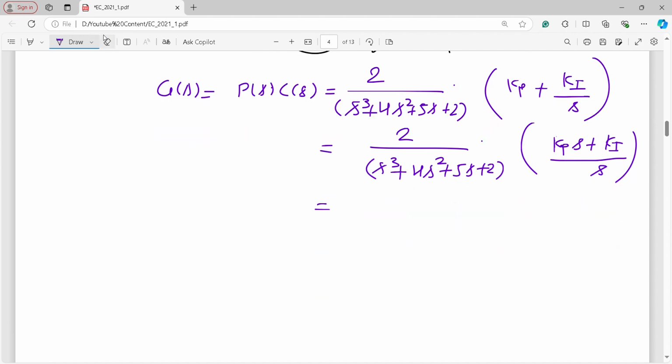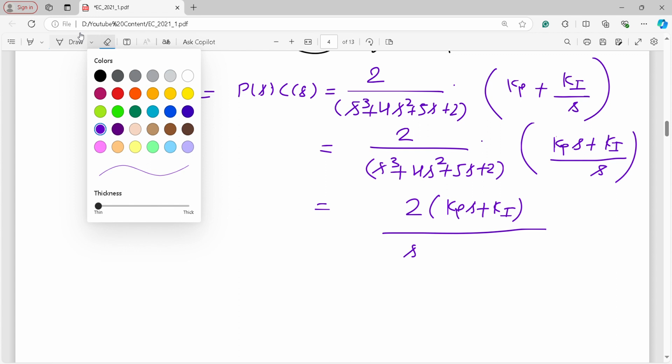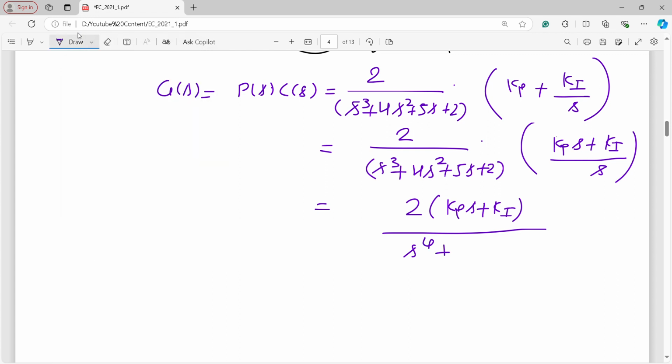So here 2 (Kp s plus Ki), yes, you can multiply the complete equation. So it turns out to be of order 4: s power 4 plus 4s cube plus 5s square plus 2s. All right.